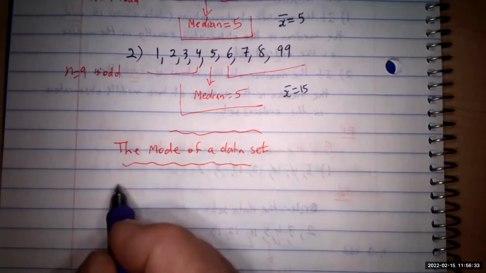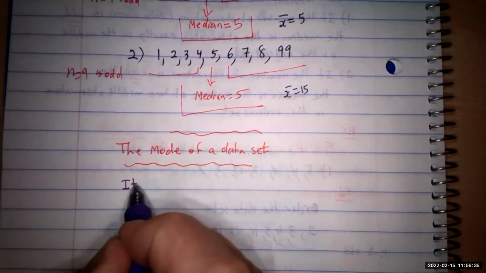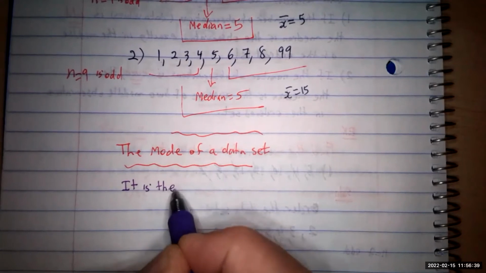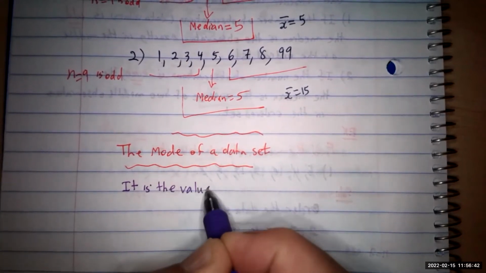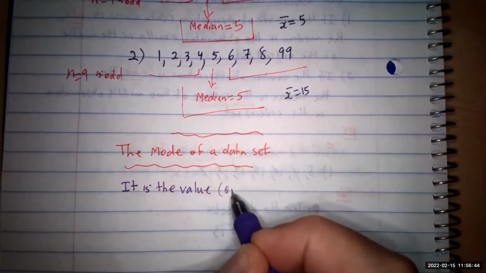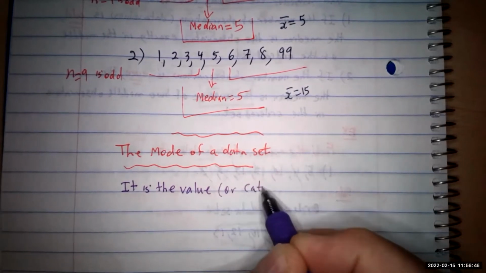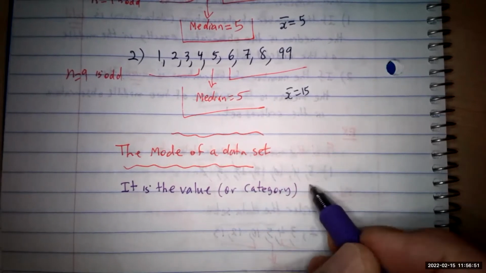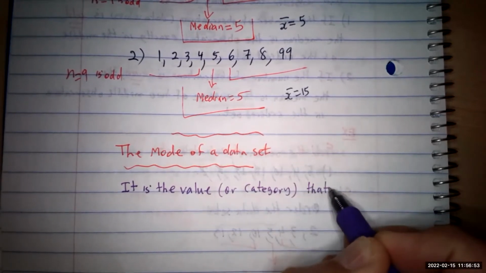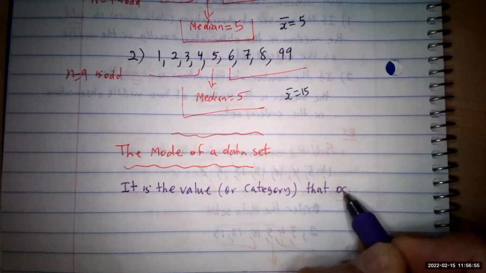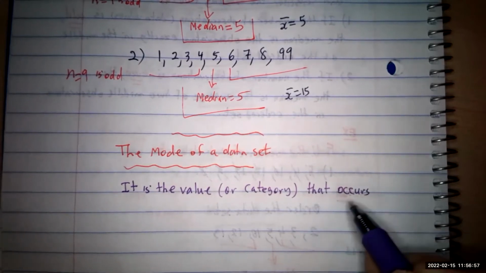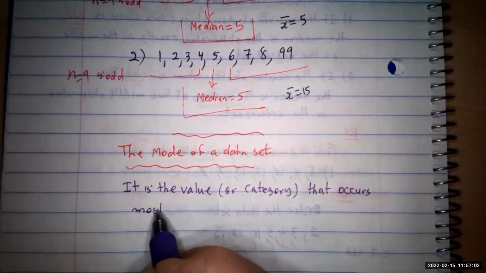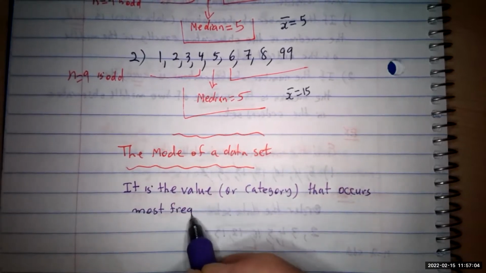Okay, again, you have some problems that ask you to compare, so you have to be careful. It is going to be the value or category that occurs more often. Okay, most, it's a repetition. Frequently.